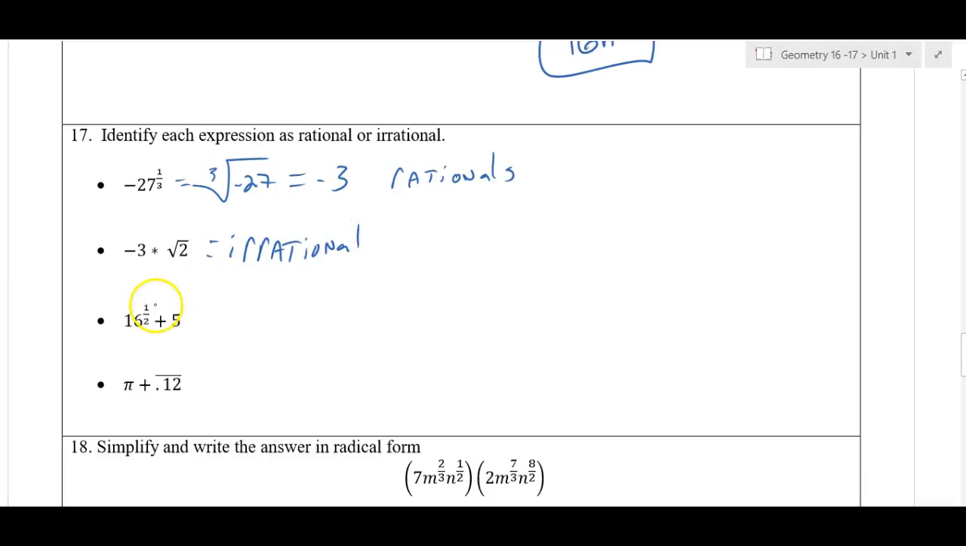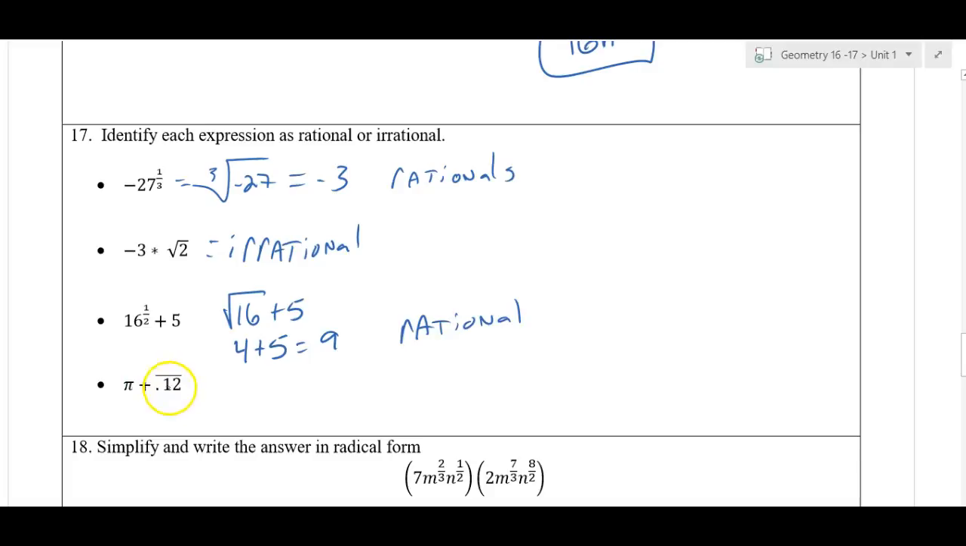Now, if I look at number 3 in this example here, I have 16 to a half, a rational exponent. I rewrite this as the square root of 16 plus 5. The square root of 16 is 4. 4 plus 5 is 9. That is definitely a rational number.